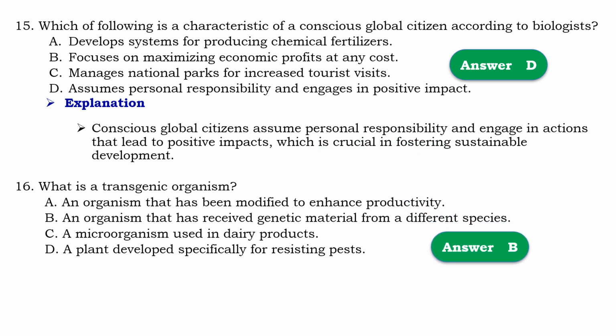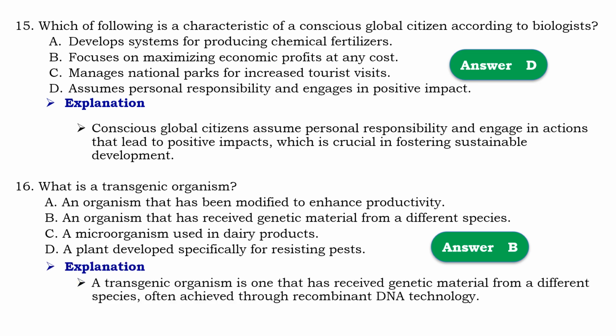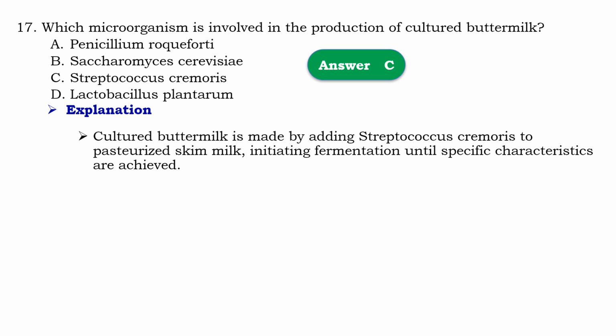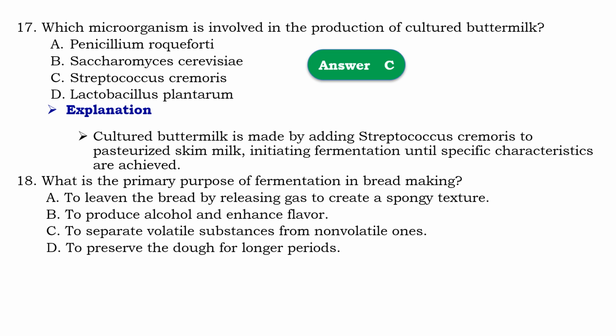An organism that has received genetic material from different species. Means that a transgenic organism is one that has received genetic material from different organisms or other species, often achieved through recombinant DNA technology. Question number 17. Which microorganism is involved in production of cultured buttermilk? So that should be C, Streptococcus cremoris. Means that cultured buttermilk is made by adding Streptococcus cremoris to pasteurized skim milk, initiating fermentation until specific characteristics are achieved.